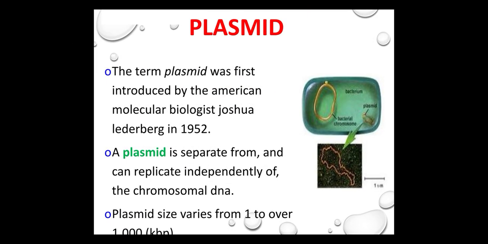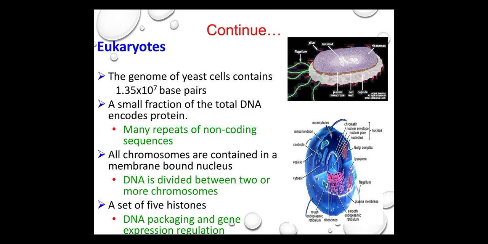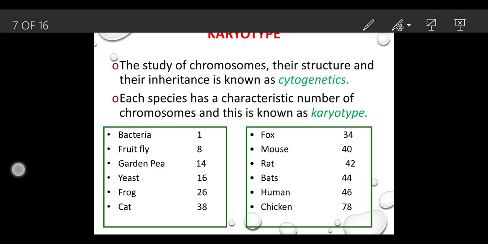So what does it mean when you say plasmids? The term plasmid was first introduced by American molecular biologist Joshua Lederberg in 1952. A plasmid is separate from the chromosomal DNA and can be replicated independently of it. Plasmid size varies from 1 to over 1000 kbp.